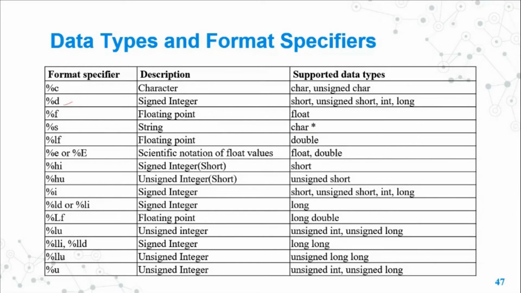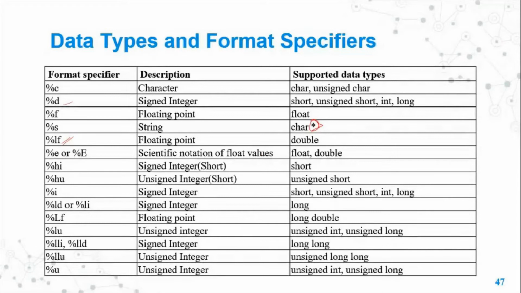Strings are actually taken as an array of characters. That is why a character star is given. This star means it is a pointer, which we will see later. So that is a character pointer for %s. Then for floating point, it is %f. Then for double, it is %lf.